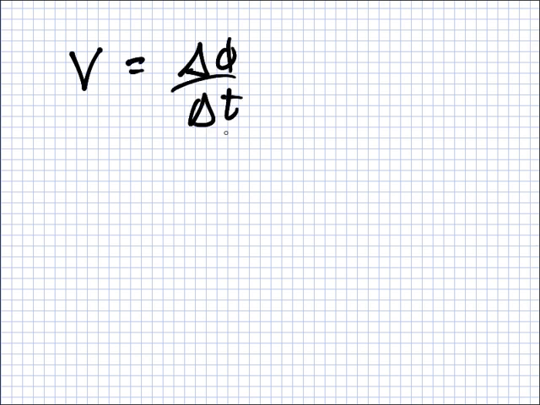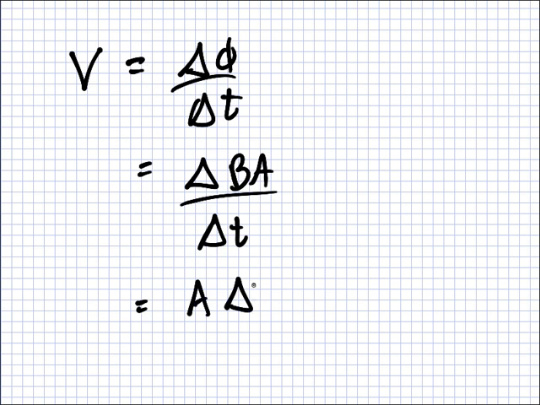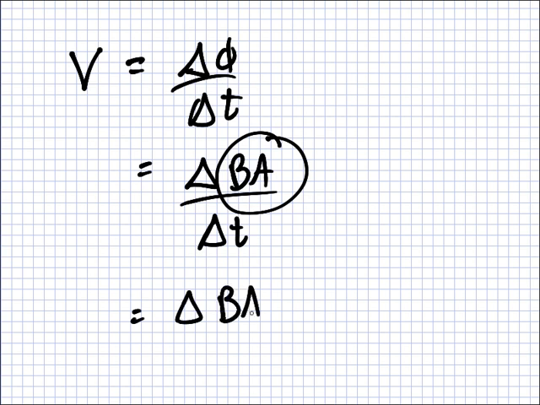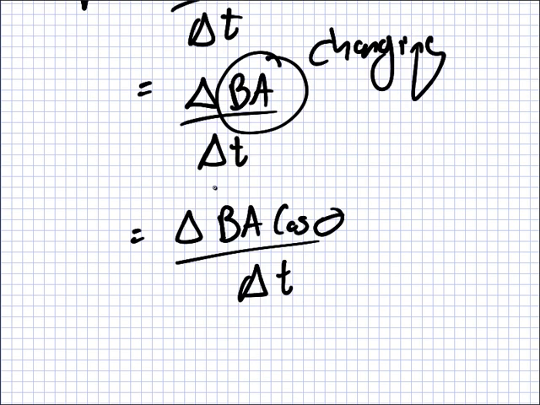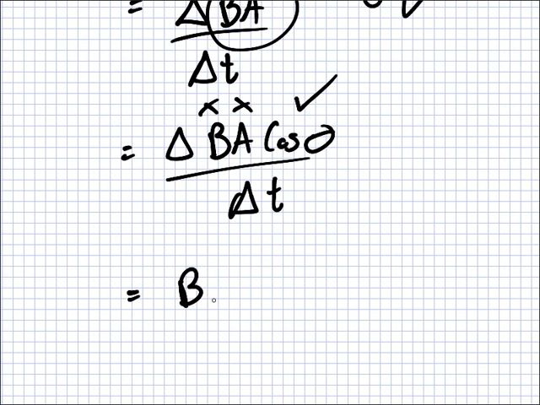So V equals this over this, which equals this over this, which equals the change in, oh no, actually I'll leave it like this. But this changes because of the angle. So it's BA cos theta over T, because this guy is changing. Now, does this change? No. Does this change? No. Does this change? Yes. So you get this.